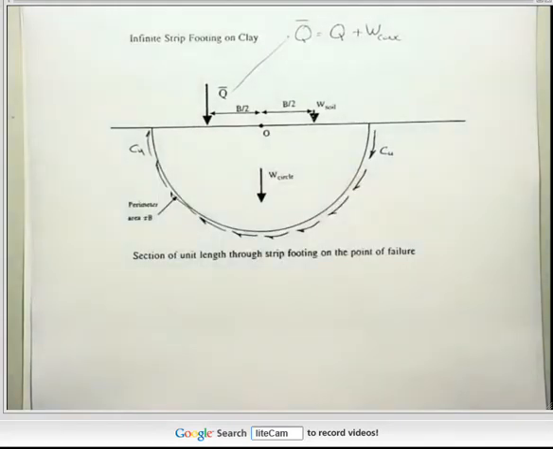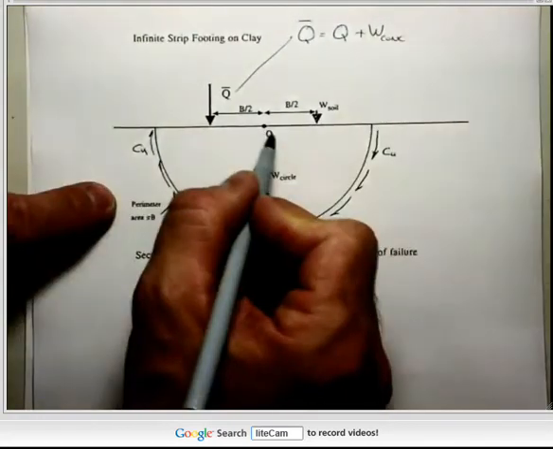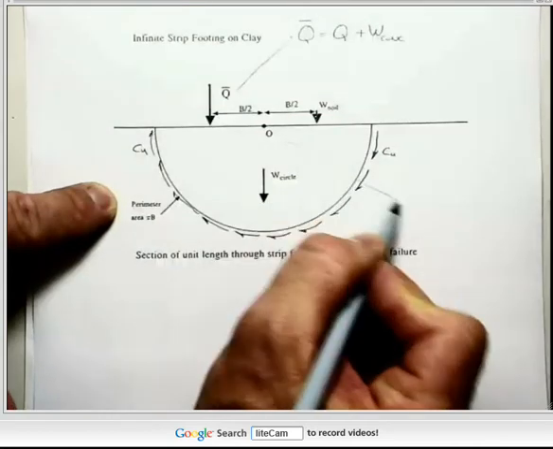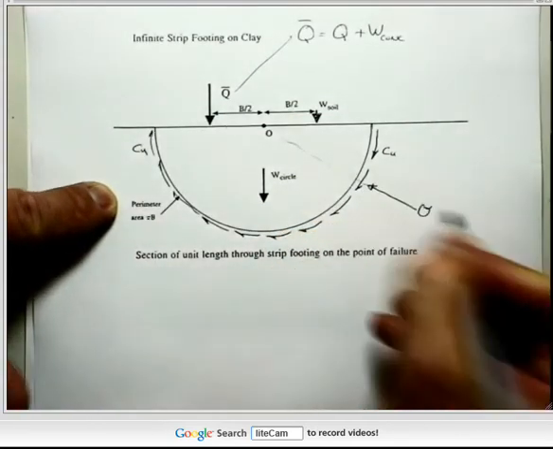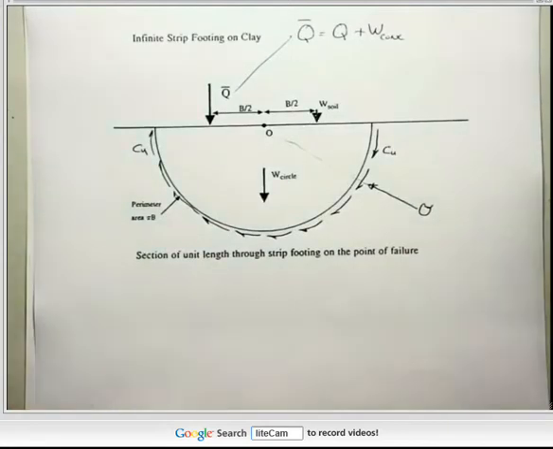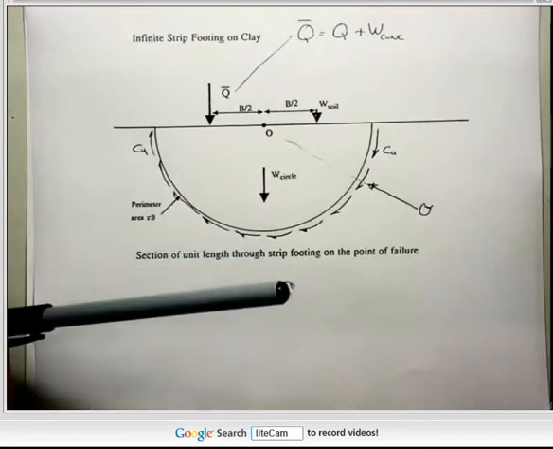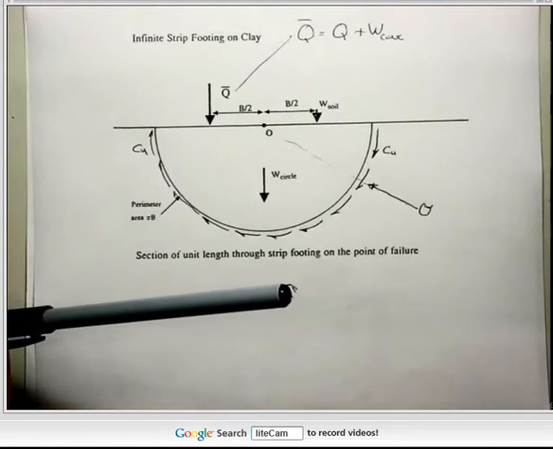There is a normal stress. Because it's a circular arc, it will act through the centre of rotation. There's a sigma. It varies. But because we're going to do moment equilibrium, so we're considering something which is rotating, the normal stress has no moment.